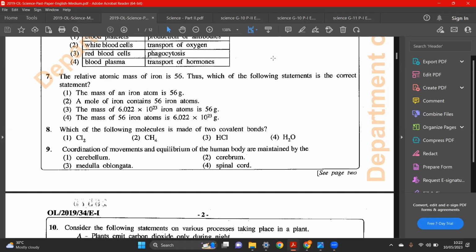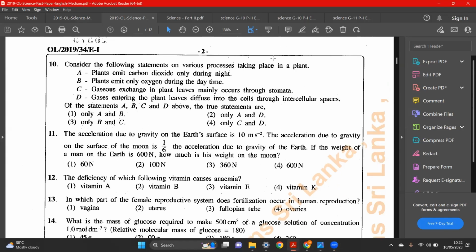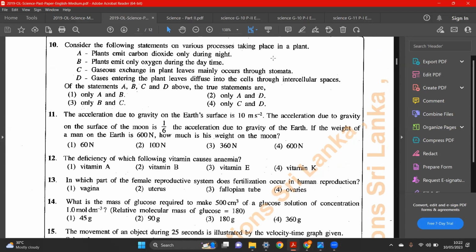Okay. All right. Then the 10th question. Consider the following statements on various processes taking place in a plant. Okay. So statement A, plants emit carbon dioxide only during the night. So now we know there are two main processes that take place in a plant body with regards to gases. One is respiration and one is photosynthesis.